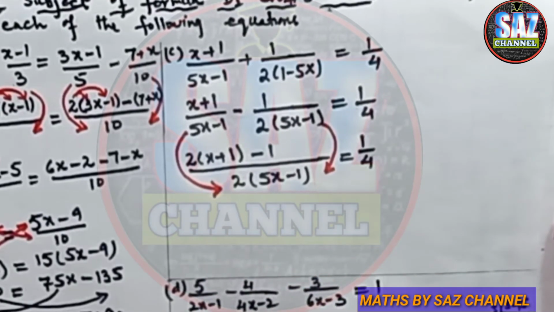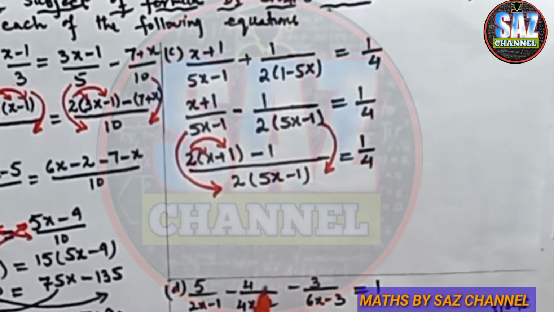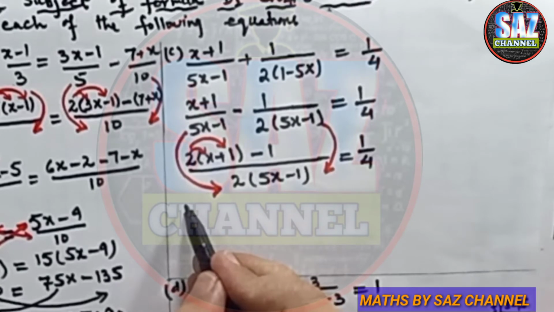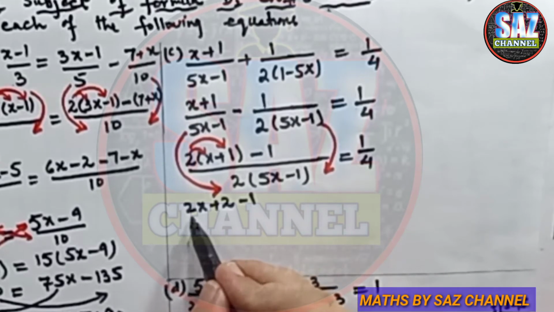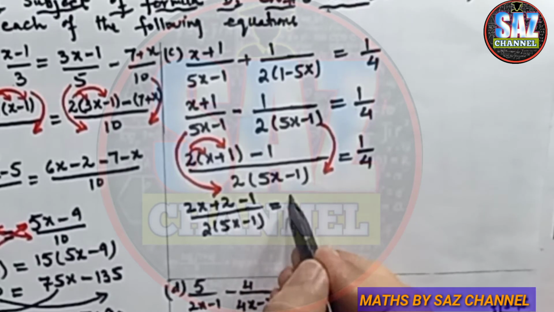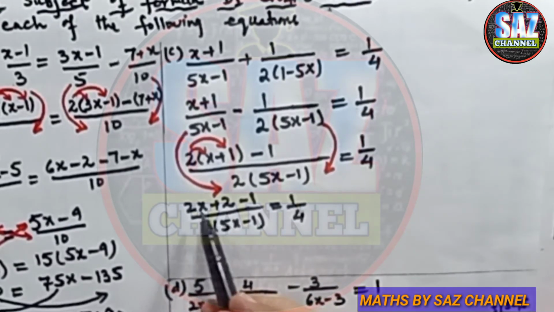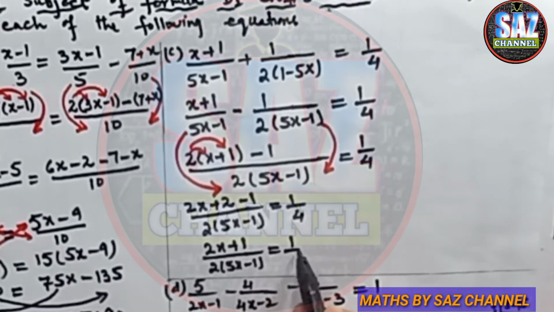Now apply the distributive property carefully, that 2 will be multiplied with every term inside the bracket, and the equation will take the form 2x plus 2 minus 1 upon 2 into (5x minus 1) equal to 1 by 4. 2x plus 2 minus 1, this will give me (2x plus 1) upon 2 into (5x minus 1) equal to 1 by 4. Now in order to solve the equation, I have to go for cross multiplication.